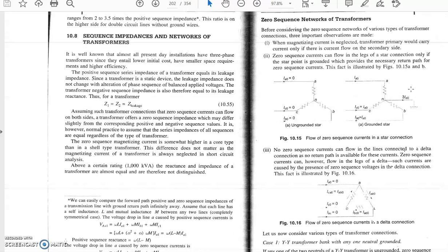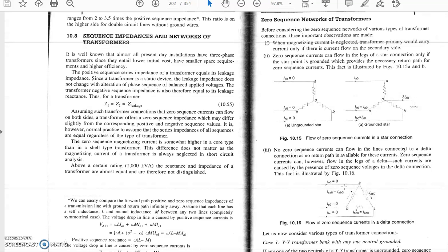Third point noted here: no zero sequence current flows in the lines connected to a delta connection. Zero sequence current can however flow in the legs of the delta. The legs of the delta can have the zero sequence current, but in the lines connected to the delta connection, there is no zero sequence current. So now we will discuss on the basis of these observations.